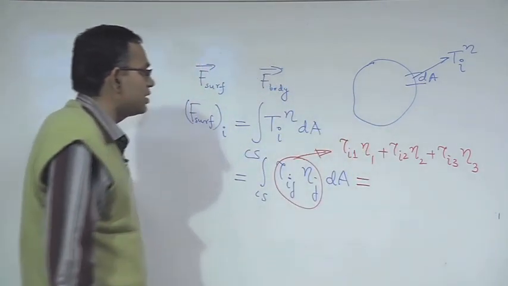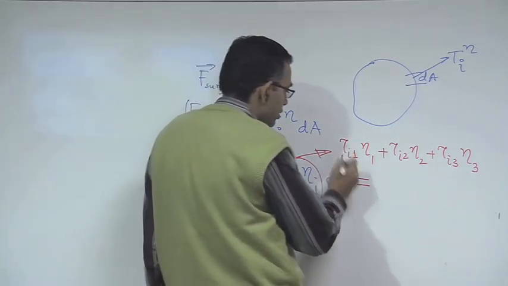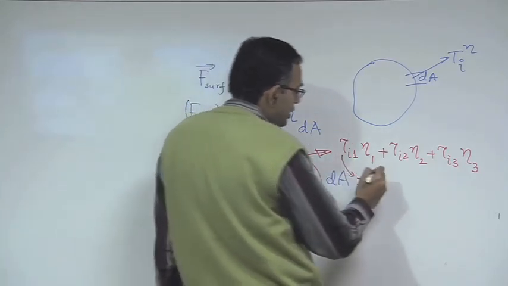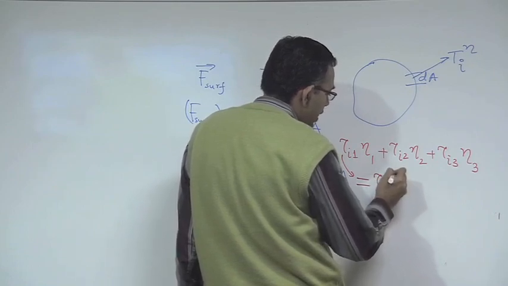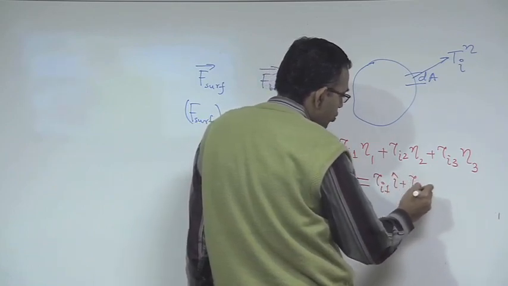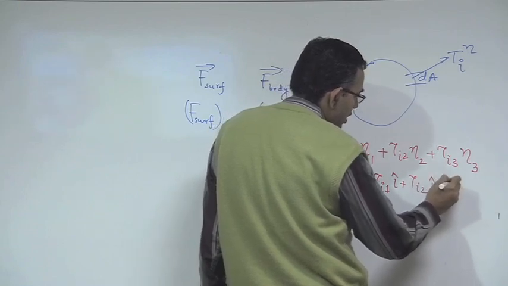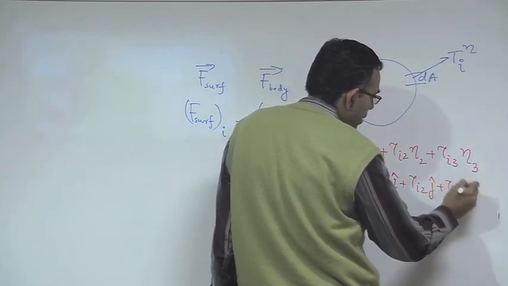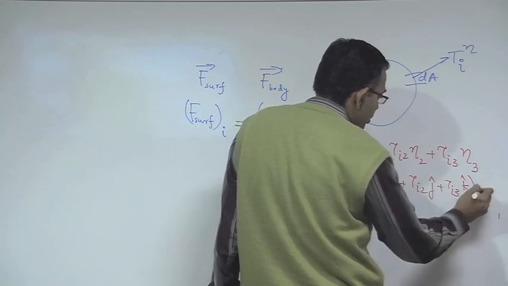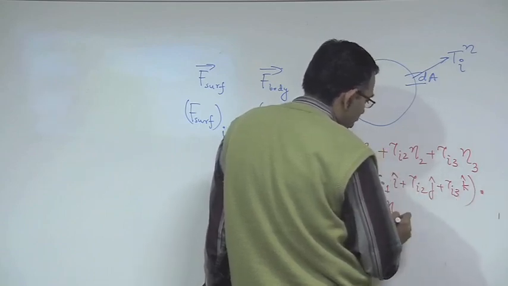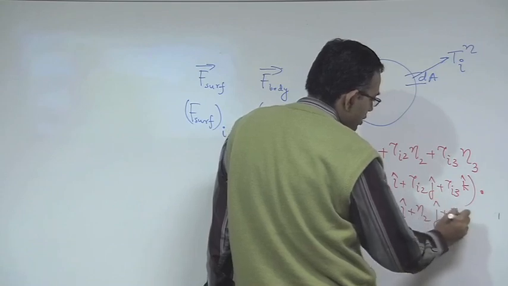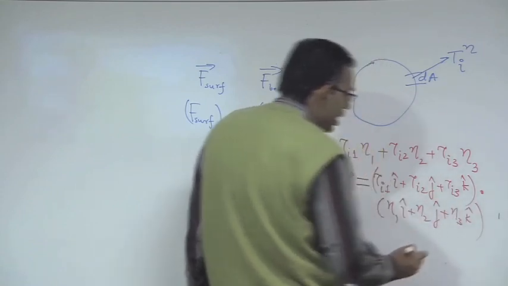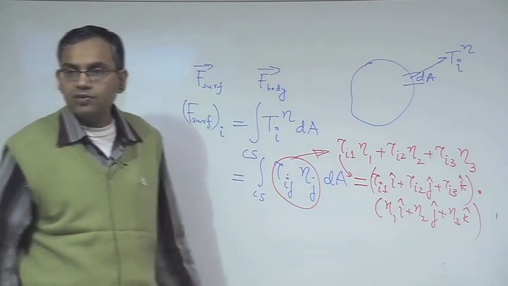So that expression, this one, we can write as tau_i1 i cap plus tau_i2 j cap plus tau_i3 k cap, dot eta_1 i cap plus eta_2 j cap plus eta_3 k cap, where i, j, k are unit vectors along x, y, z.